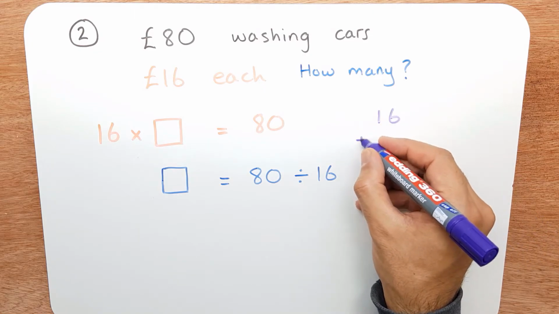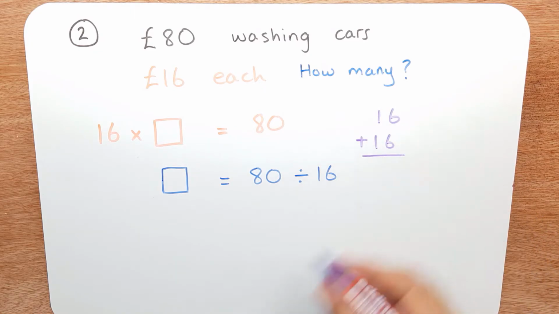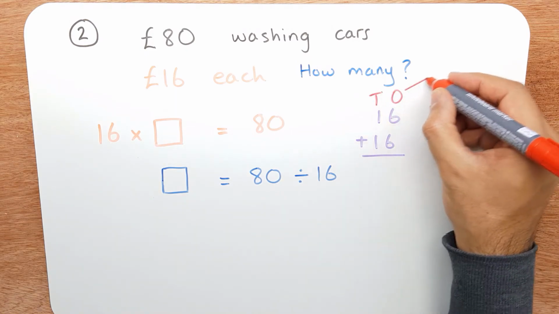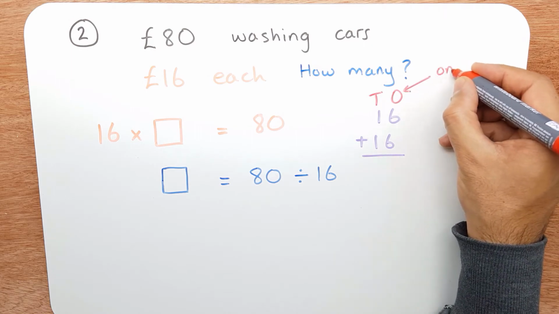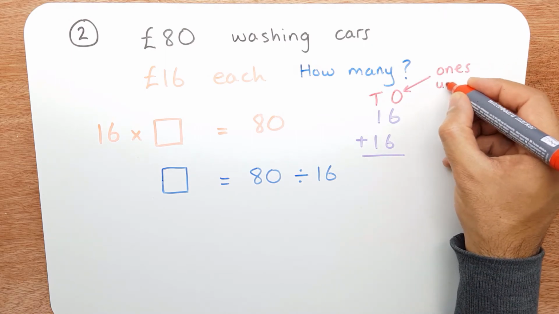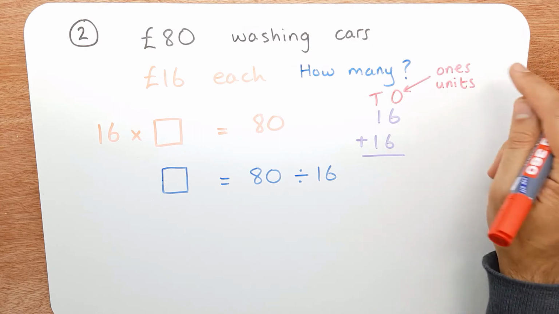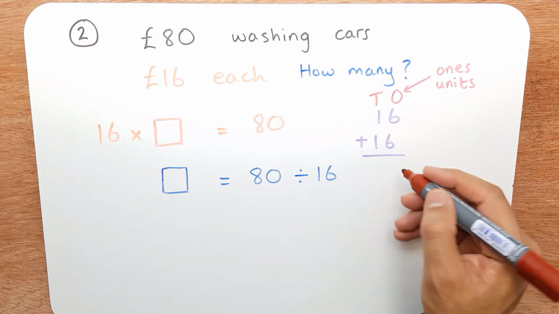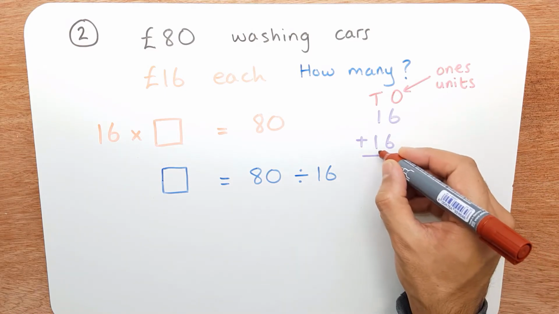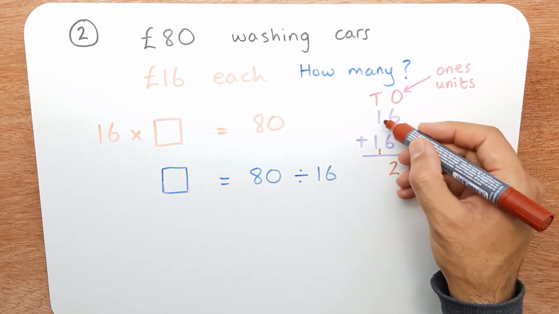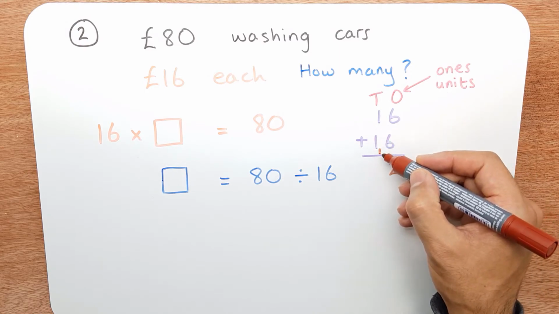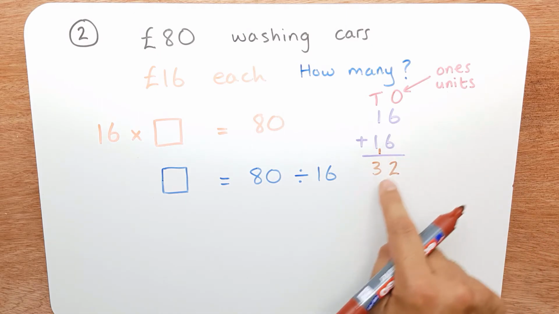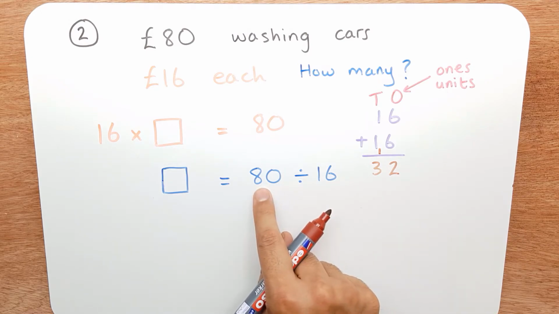16 add 16. This is the ones column and this is the tens column. So let me just label that. It's the ones column or the old units column, because children call it ones now. 6 add 6 is 12. Put the 2 down, carry the 1. 1 add 1 is 2, plus the 1 is 3. So 16 add 16 is 32, and we need to get to 80.